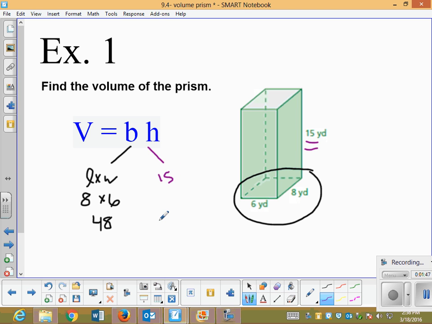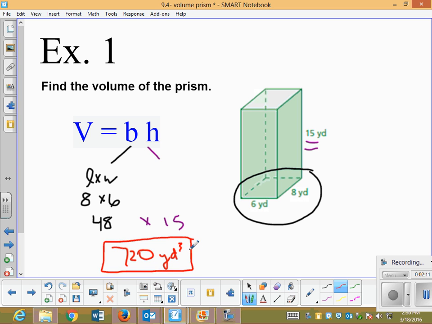I'll just go ahead and bring it down. 15 here. And then 48 times 15 is going to be, and you can always do that on the side, 720. So I'm going to put 720. And then we're going to add the units at the end, which is yards. And since we're talking about volume, it'll be cubic yards, so we'll put a 3 at the end. And that is it. It's very simple. It's much simpler than the surface area. You just have to multiply the base area with the height.